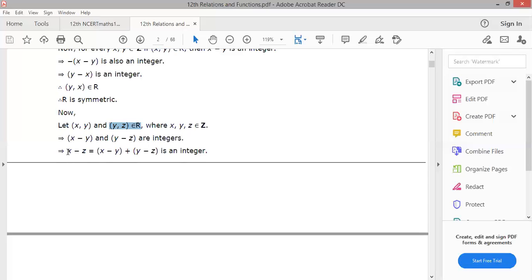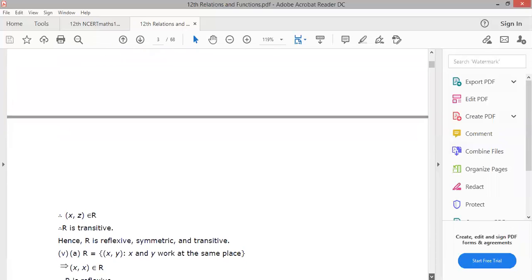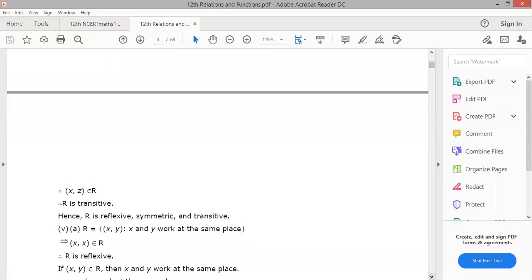Now we will go to x minus z. x minus z can be written as x minus y plus y minus z. We are actually adding and subtracting y here. So x minus y plus y minus z is an integer. If this is also an integer, that means x minus z is an integer. If this is also an integer, we say that it is transitive.